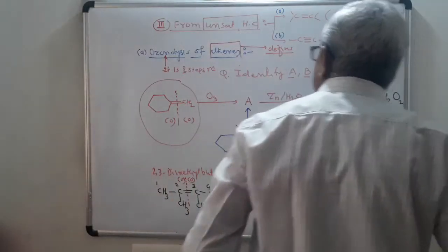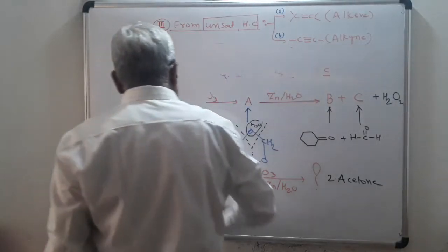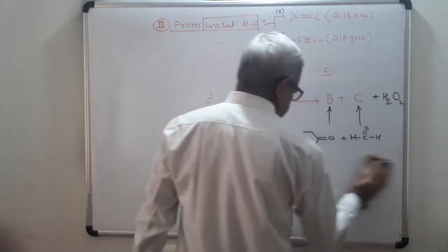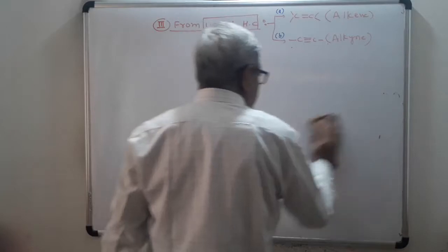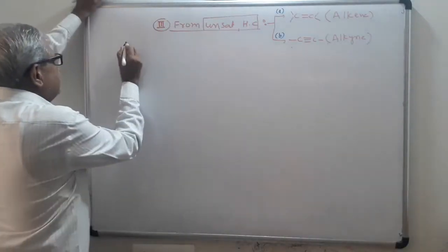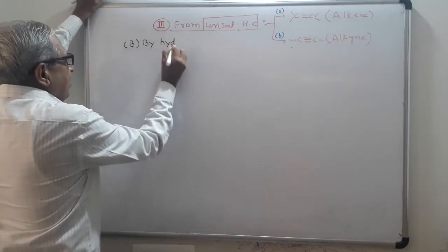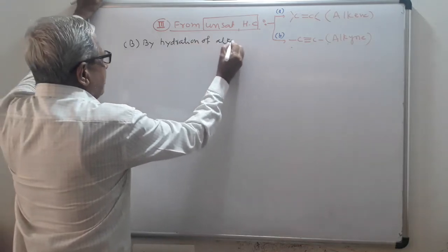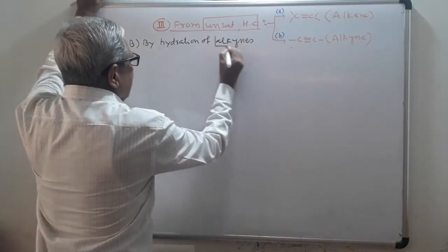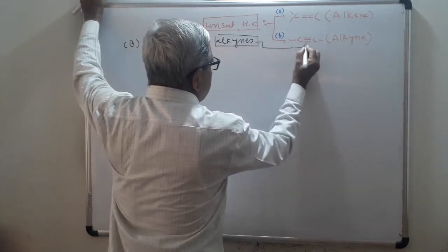So I will start the B part, that is by hydration of alkynes. Part B, by hydration of alkynes. The term alkyne indicates an unsaturated hydrocarbon containing a carbon-carbon triple bond.